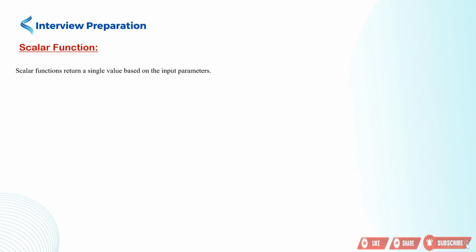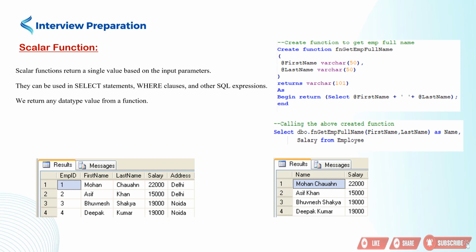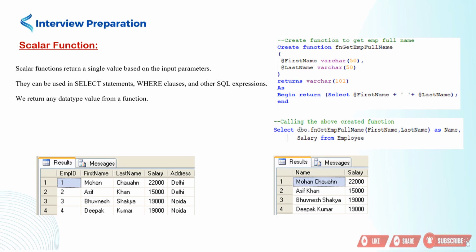First is the scalar function. It returns a single value based on the input parameters. They can be used in select statements, where clauses, and other SQL expressions. We can return any data type value from a function. In the example, we have an employee table having first name and last name columns. Now we want to get the full name of each employee. So, we have created a function to get the full name of the employee, and in the select statement, we have called the function fnGetEMPFullName by passing values of first name and last name. After calling the function, we will get the full name of the employee.